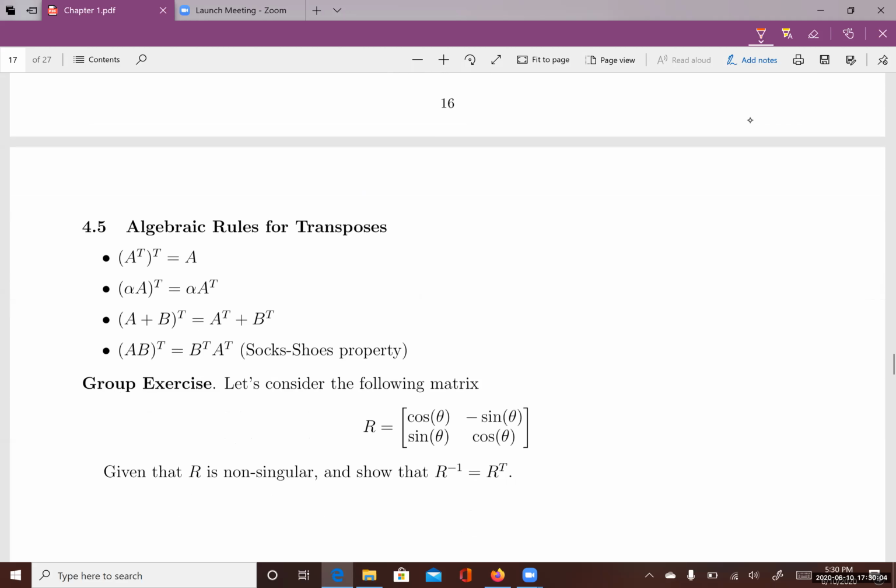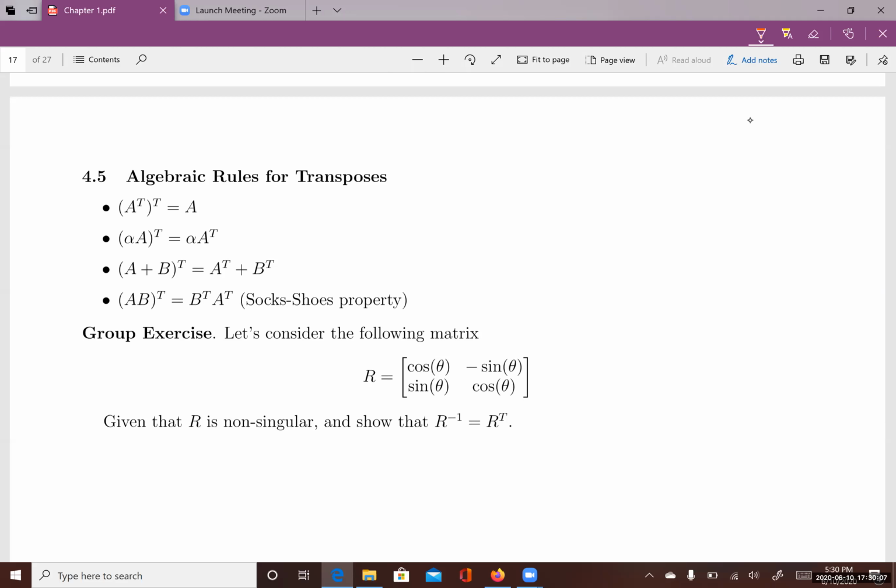Here are some algebraic rules for transposes. If you take a transpose of A and you transpose it again, you get back to A, right? You interchange the rows and columns, interchange the rows and columns again, you get back to the original matrix, which makes sense. If you multiply a constant alpha to a matrix A and you transpose it, you can take the constant alpha out, transpose A, and then multiply A transpose by alpha.